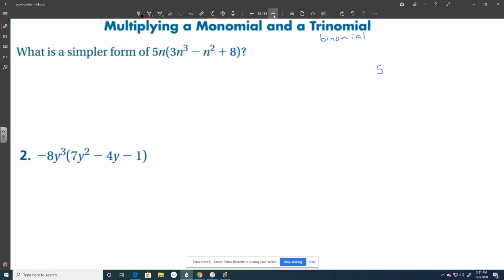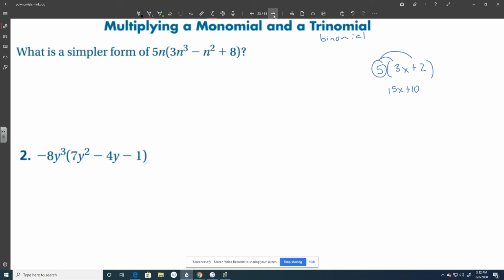So if I had 5 on the outside, and if I had 3x plus 2 on the inside, I think most of you fairly quickly can tell me to take the 5 and to distribute it to everything on the inside. So 5 times 3x is 15x. 5 times 2 is a plus 10. So that's how I would distribute the 5.